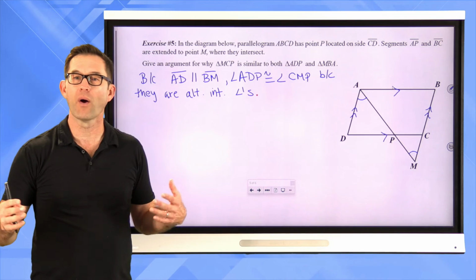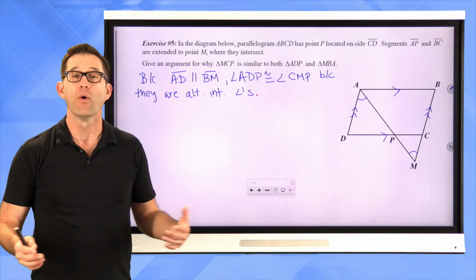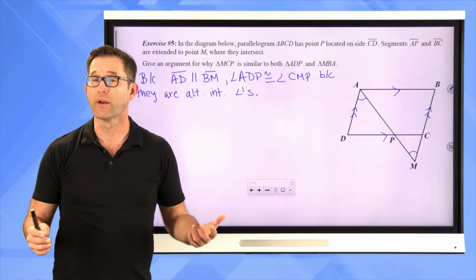Now remember, I'm always kind of shooting for the angle-angle similarity theorem, okay? So where do I get my other angle? Well, I could get my other angle in one of two ways.